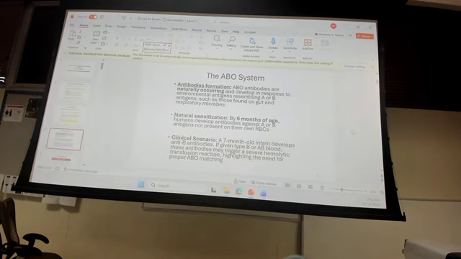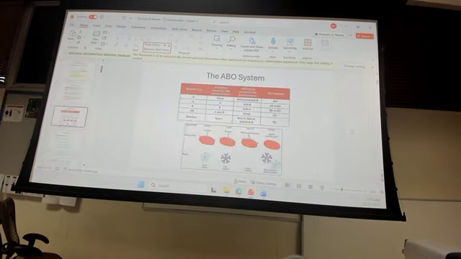Okay. At what age does natural sensitization occur? 6 months. 6 months of age. Good. All right, so we know our blood types, O, A, B, AB, and Bombay. If I provide you with a blood type O, what type of antibodies would be present in the plasma serum? Anti-A, anti-B, right. And we talked about Bombay.